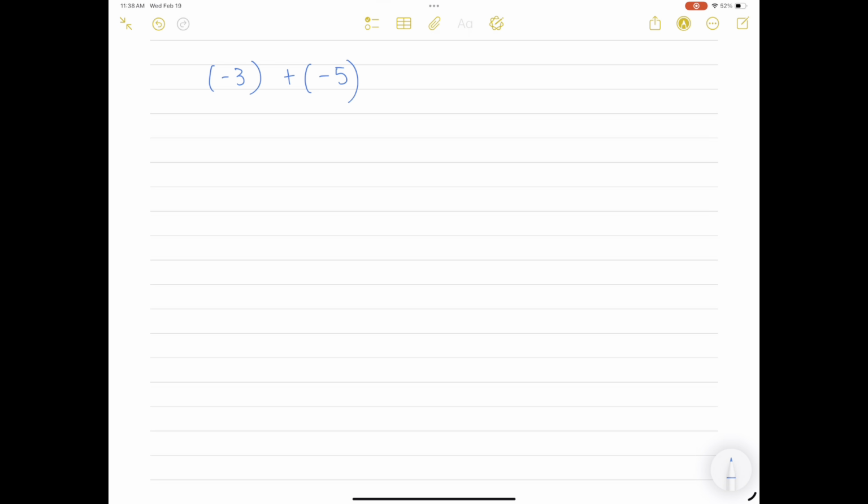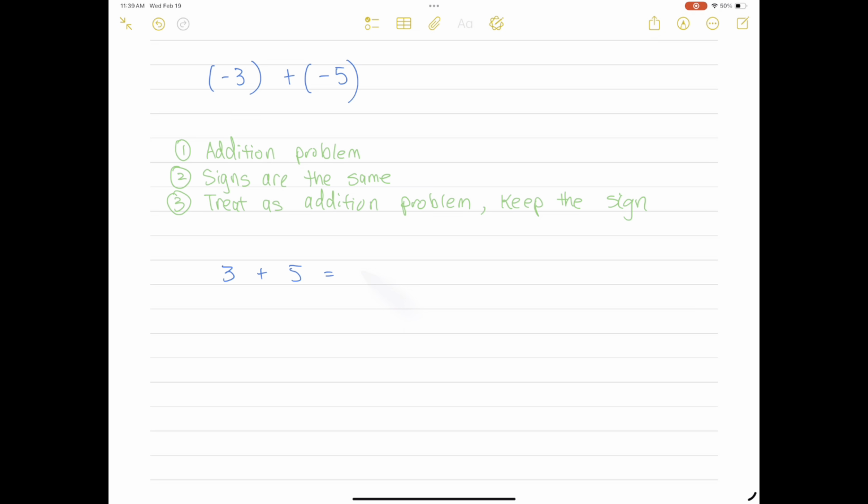Negative 3 plus negative 5 is an addition problem. And since the signs are the same, we treat this as an addition problem, keeping the sign. So think of this as 3 plus 5 equals 8, and the answer will be negative 8.